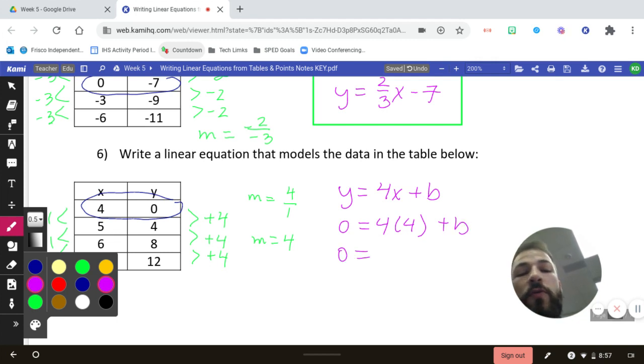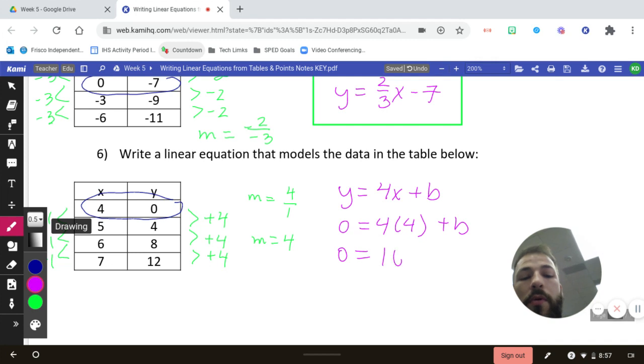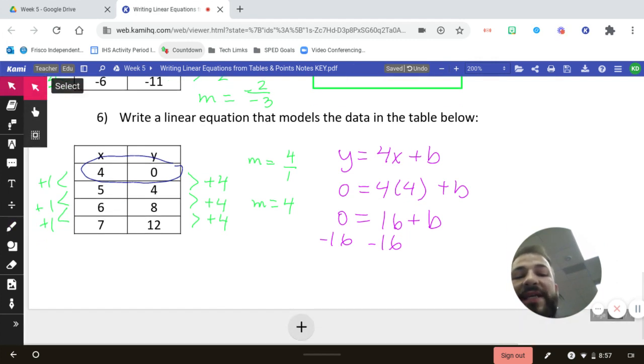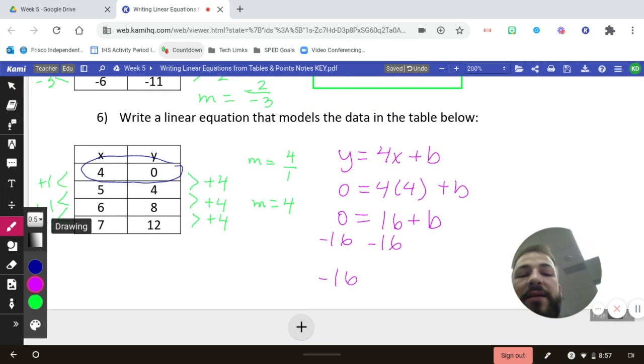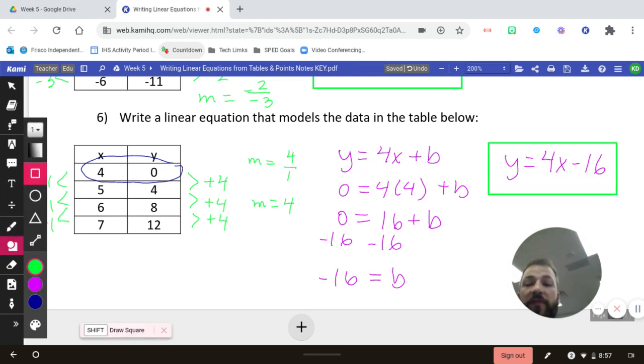Okay, 0 is equal to 4 times 4, which is positive 16, plus b. Minus 16, minus 16. 0 minus 16 would be equal to negative 16 is equal to b. So y is equal to 4x minus 16, just like so. And so, y'all, that is writing linear equations from 2 points or from a table.